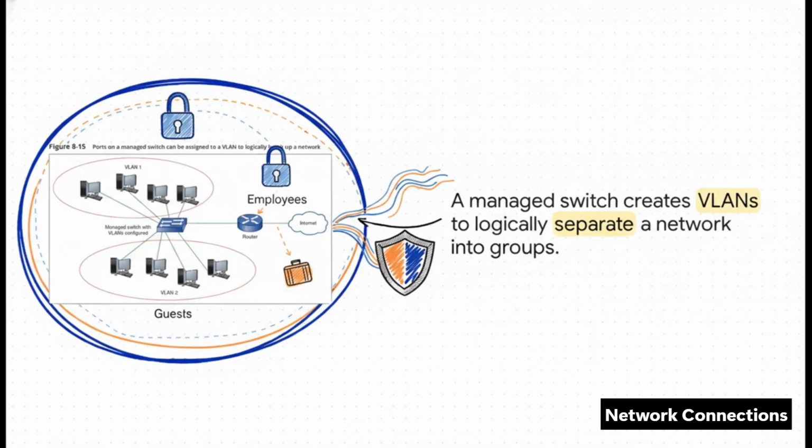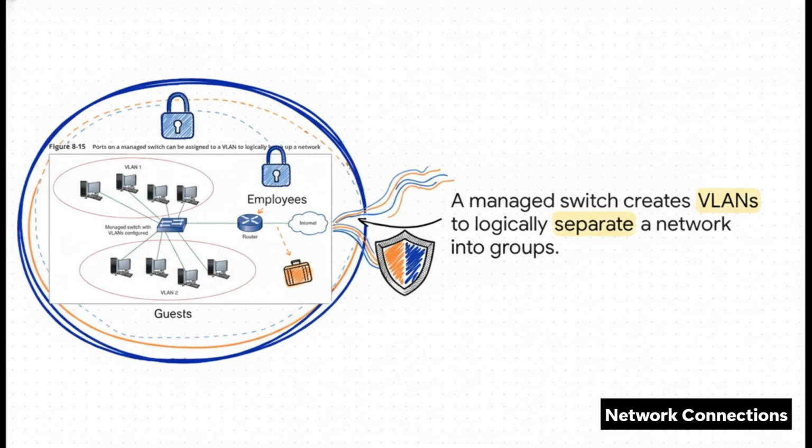And this right here is a perfect example of what I'm talking about. One of the coolest things a managed switch can do is create something called a virtual LAN or a VLAN. What does that mean? It means you can use software to take one single physical network and basically chop it up into multiple totally separate networks.